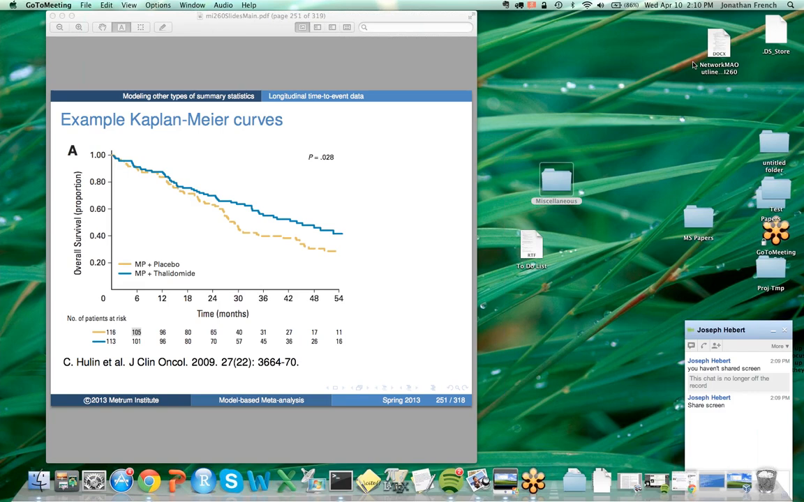One of the other important things to notice about this plot is what is printed here at the bottom. What this presents to us is the number of patients at risk at particular time points over the course of the study. So this will tell us, for example, that 116 patients were at risk at time 0 in the placebo group. At the 6-month time point, there were 105 patients at risk.